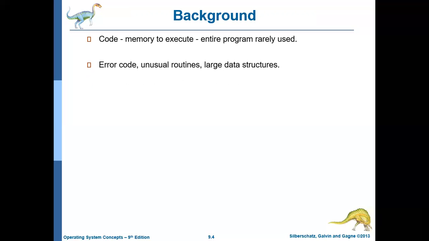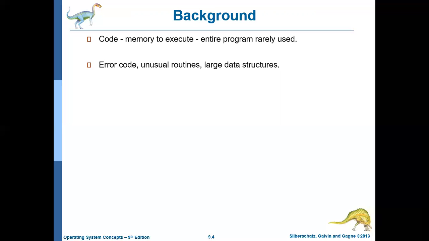If you take a typical program, a program may contain the actual logic code. Other than that, it may also have some error code. Error code in the sense error handling code. That is, if this error occurs, do this. If this file is not there, do this. If you are unable to open this socket, do this. Such code is called error handling code.